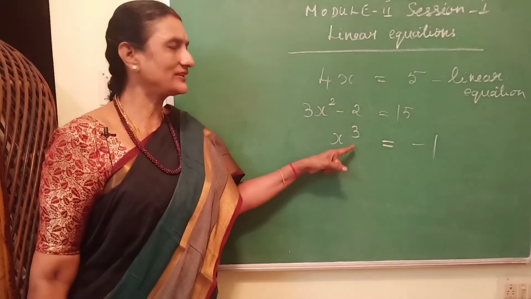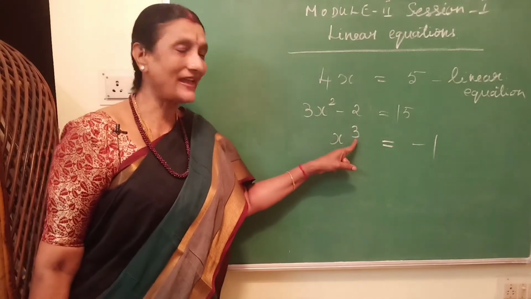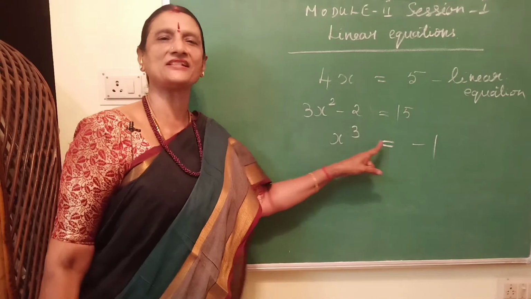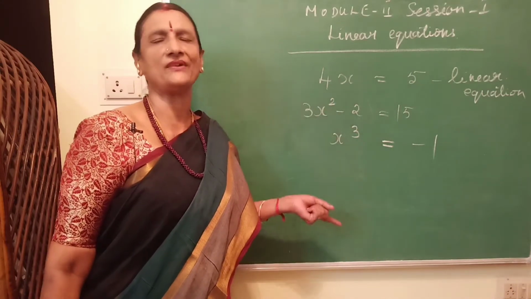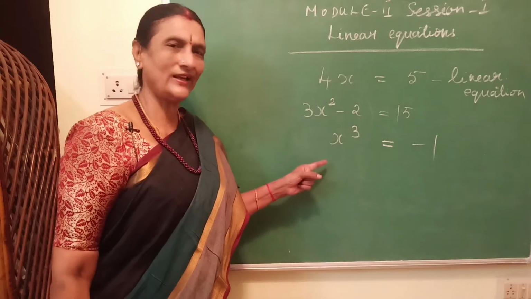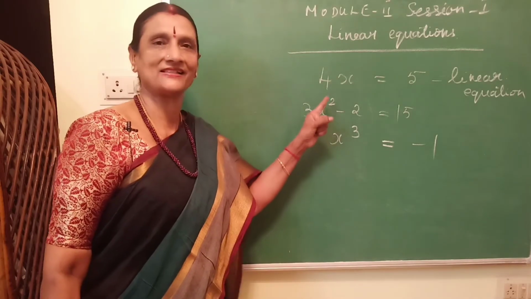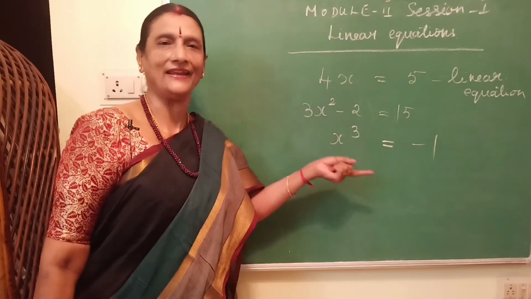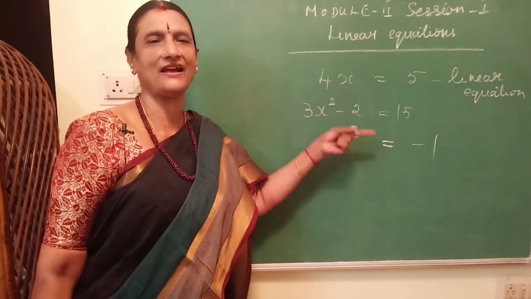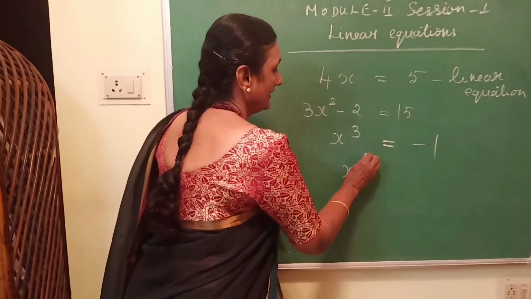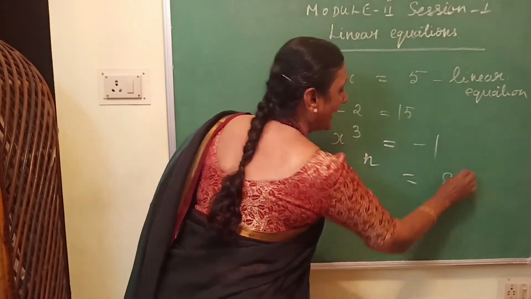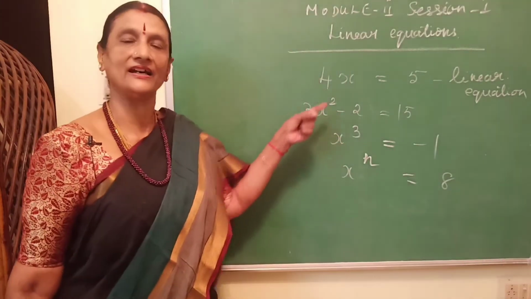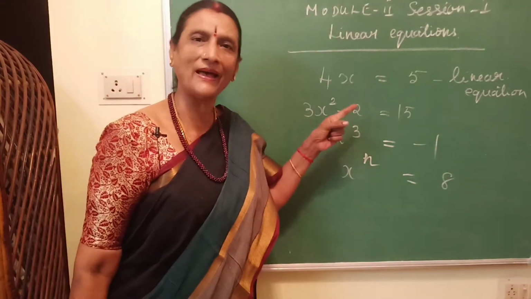So what happens to the degree? The degree of x is equal to 3. Therefore it's a cubic equation. So like that we can create a number of equations in which the degrees of the variable vary. It may be 1, 2 or 3 or x power n. X power n is equal to some value, say 8. So we can create a number of equations in this manner.